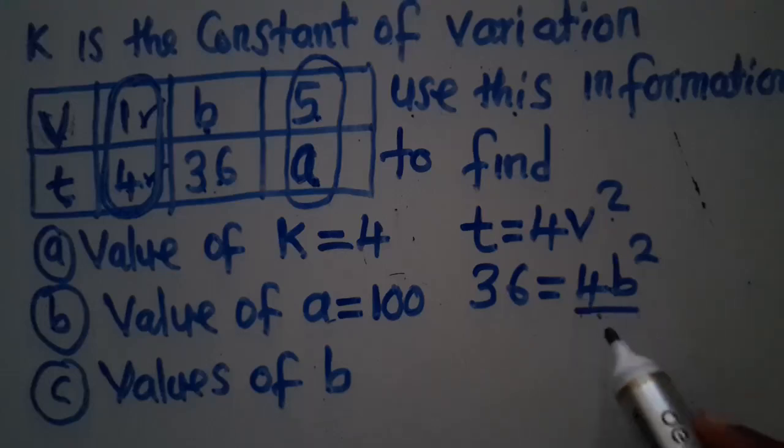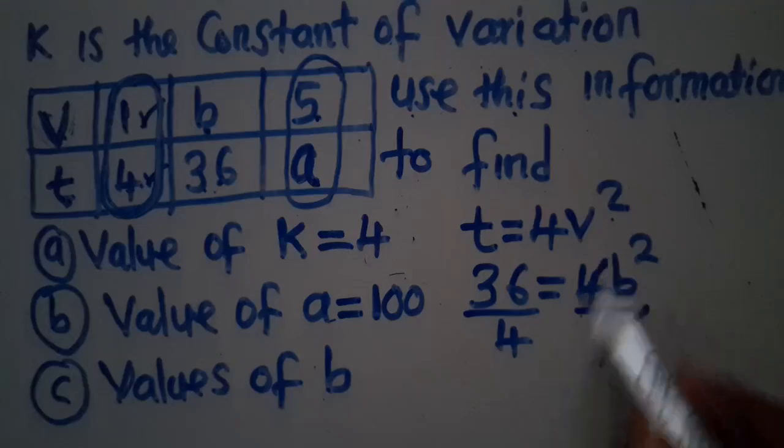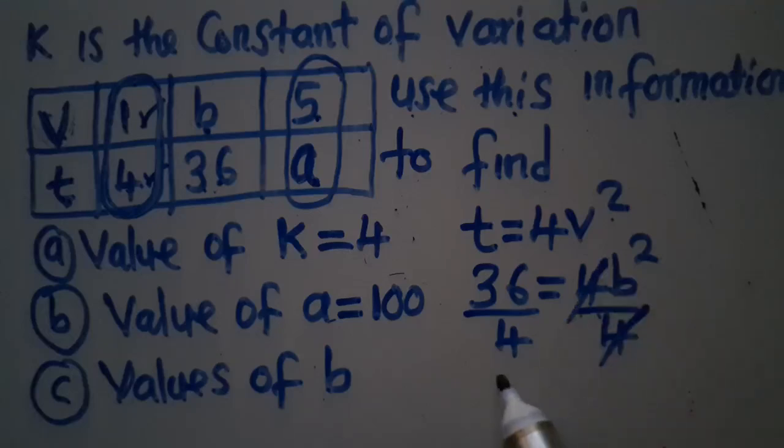You divide both sides by 4, so that you just remain with B squared there. Divide both sides by 4. This and that cancel. You are going to have B squared is equal to what is 36 divided by 4? You get 9.